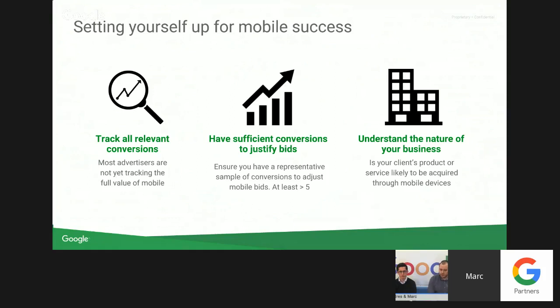The final area of focus then is to make sure that there's a good understanding on the nature of your business, and that's reflected in your AdWords account. For example, is your client's product or service likely to be acquired through a mobile device? Another example may be that you have a 30-day conversion window in your AdWords account, but your client's purchase cycle is 90 days, so they need to be aligned.